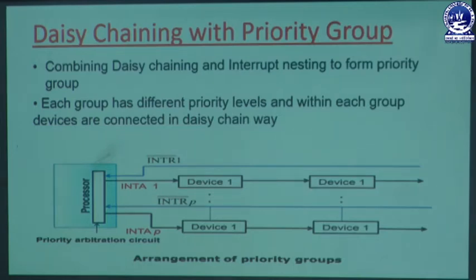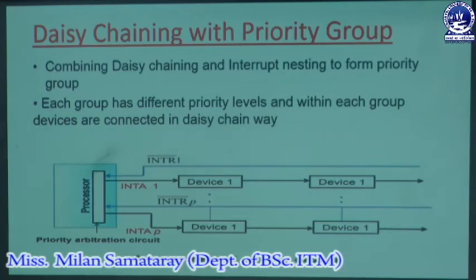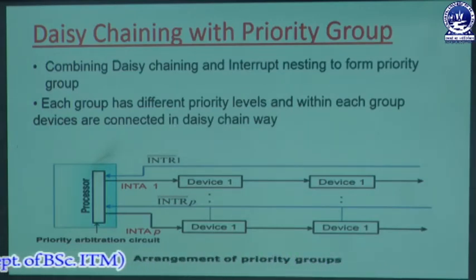So in this diagram you can see that the devices are divided into two groups, and each group has different priority labels. Here one priority label, here another priority label, and in each group the devices are connected in a daisy chain way. Daisy chain way means the device which is closest to the processor gets the highest priority, and the devices which are far away from the processor get the lowest priority. Okay, so that is the concept of daisy chaining.